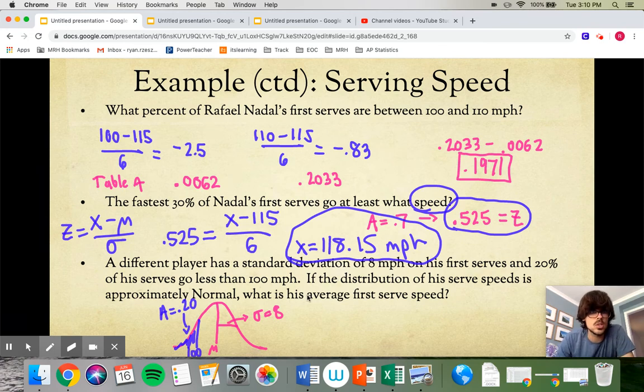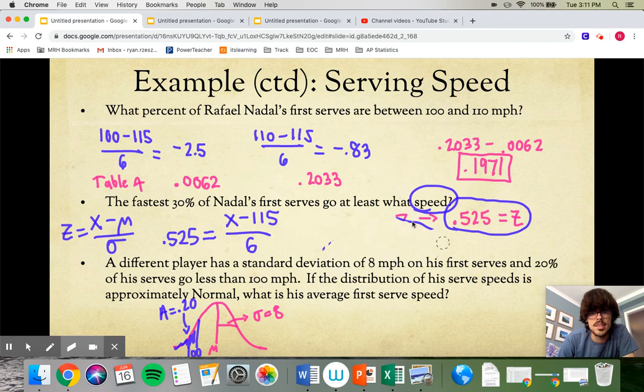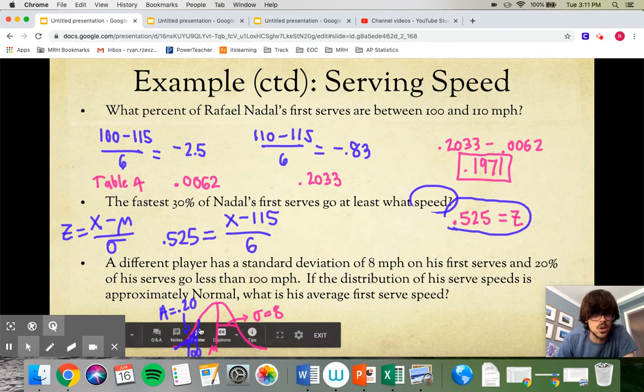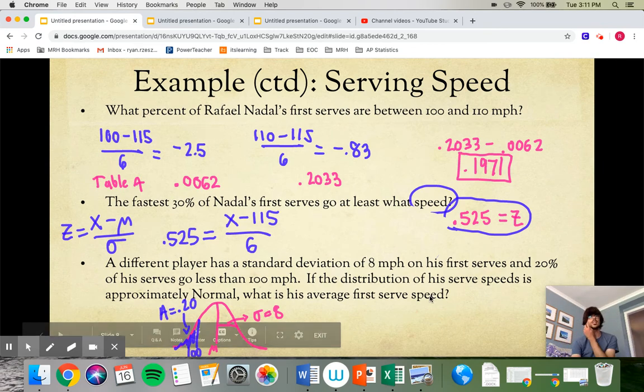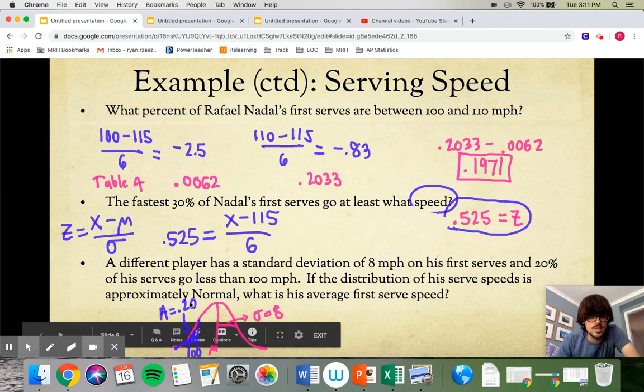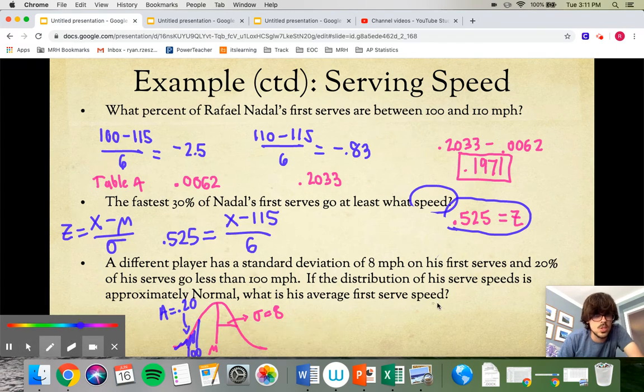And on this last question, we bring in a new player. So all that business about the 115 mean is gone. This new player has a standard deviation of 8, and they don't tell us their mean. Instead, they tell us that 20% of the serves go less than 100 miles per hour. So I've got 100, I've got my 20%, and I've got my standard deviation labeled. With a problem like this, what I would do first is look up the z-score that goes to that area. If you do that again using your table, you should get a z-score for the 20%.